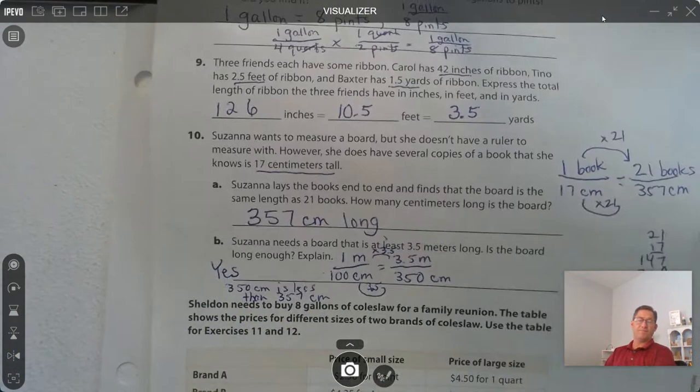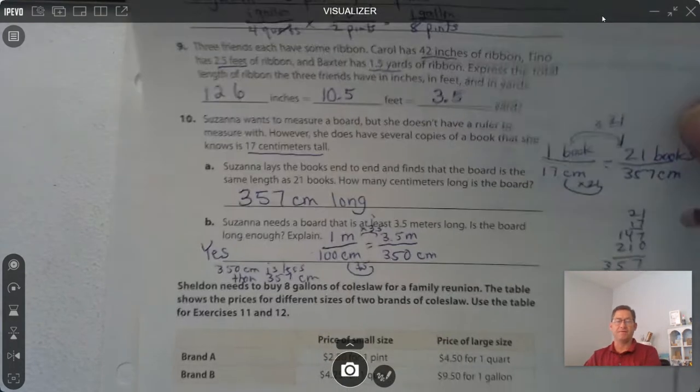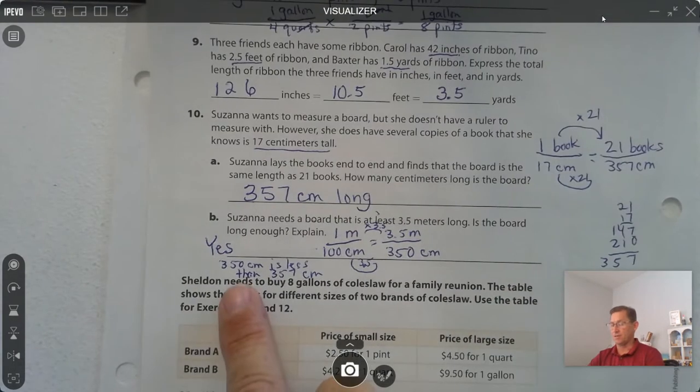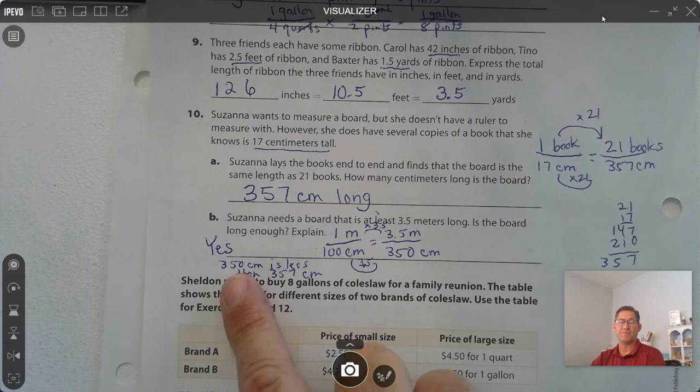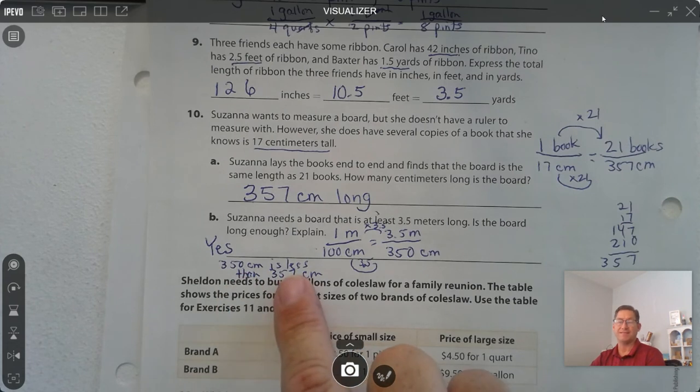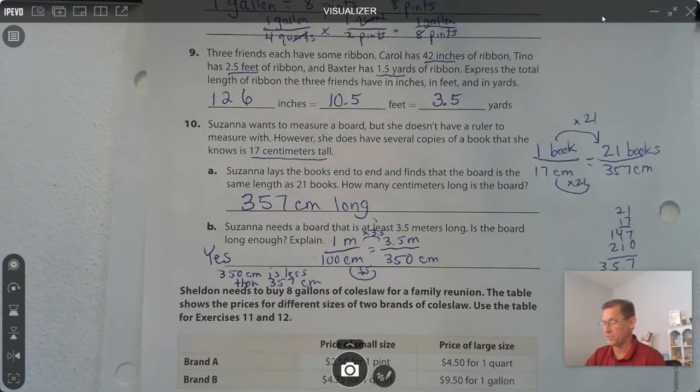Okay, so 350 centimeters is less than 357. We basically also say that she has a board that's 3.5 meters and she needs a board that's 3.5 meters, and she has 3.57 meters. So she has a little bit more than she needs.